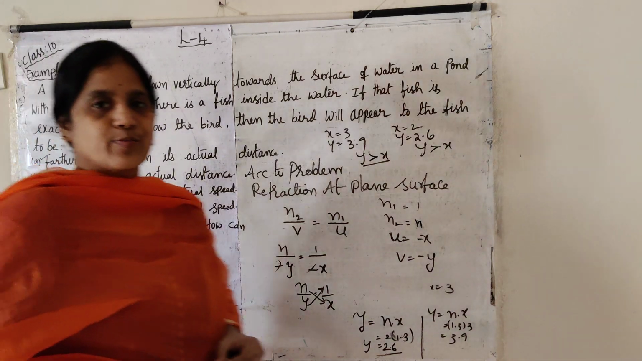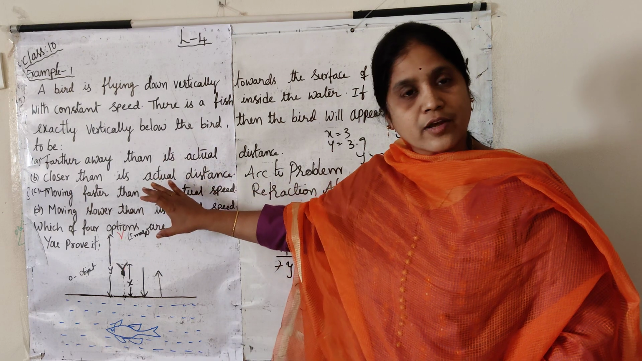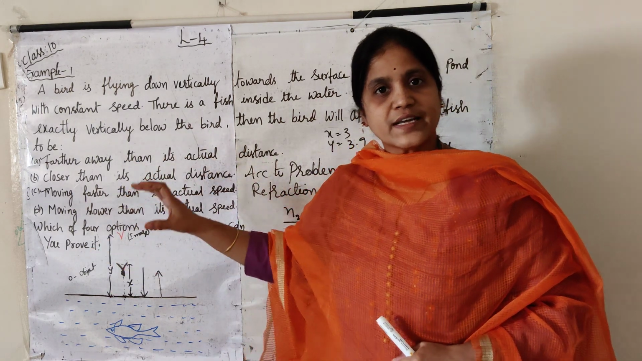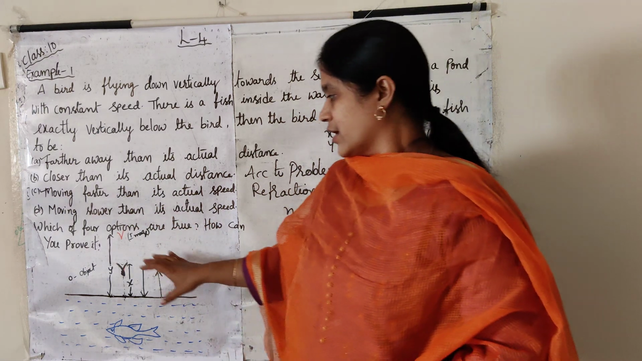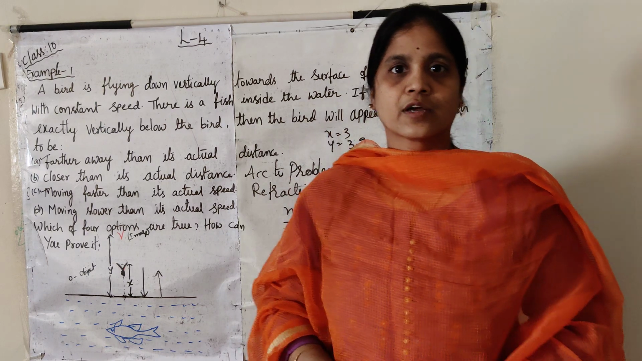Once again, I am explaining. The problem is given with four choices, and they are asking which one is correct. For that, by seeing this figure, we have to solve the problem. Clear, children?